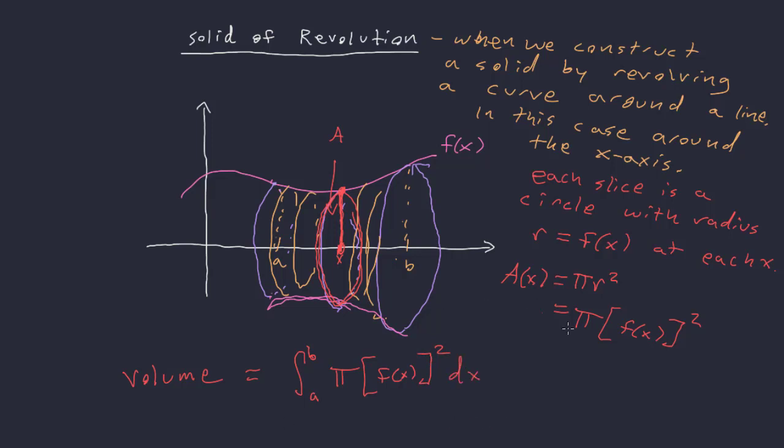And this just came from our general slicing method. Honestly, these are things we could actually do without having a special formula. But these solids of revolution come up enough that it's nice to actually have the formula. So that's essentially the disk method.